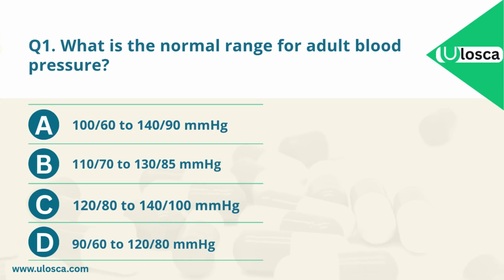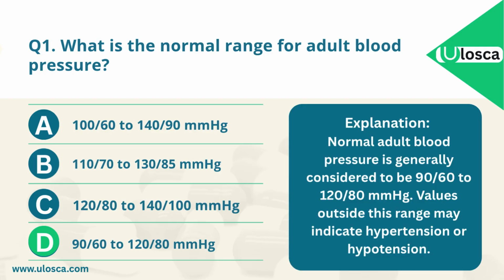The correct answer is D. 90/60 to 120/80 millimeters of mercury. Explanation. Normal adult blood pressure is generally considered to be 90/60 to 120/80 millimeters of mercury. Values outside this range may indicate hypertension or hypotension.